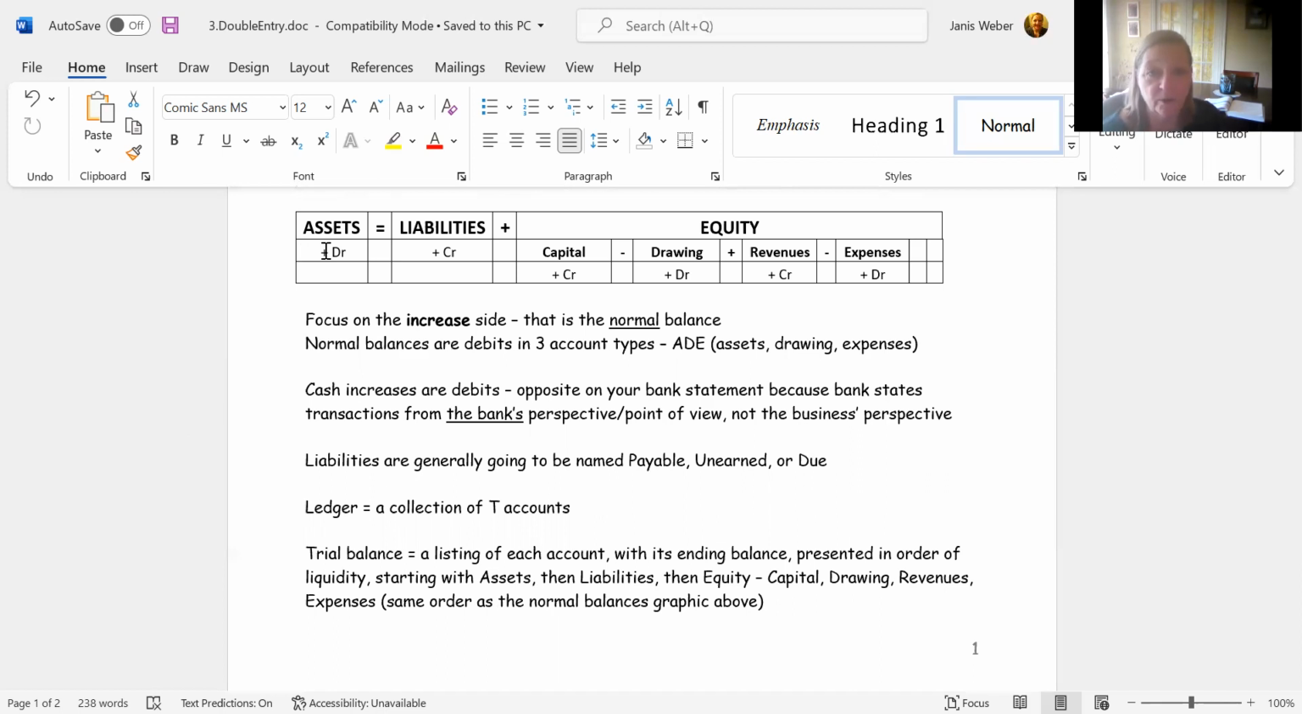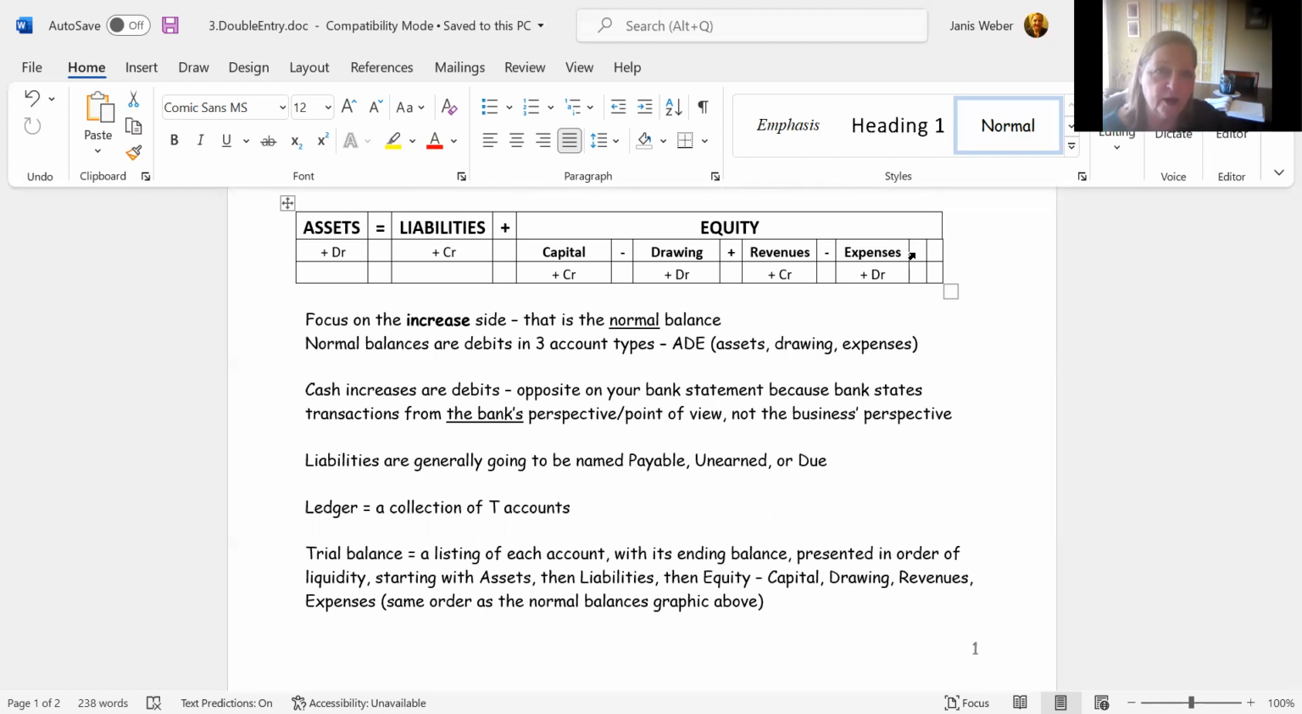The first one would probably be accounts payable because it's the most current and is going to have to be paid first. And they're in order of liquidity also: when will each one of them be paid? So how soon will we have to pay them? And then the equity accounts, which would be capital and the drawing account, then all revenue accounts, then all expenses. So just the same order that we have here in this accounting equation, that's the order you would list them in the trial balance.